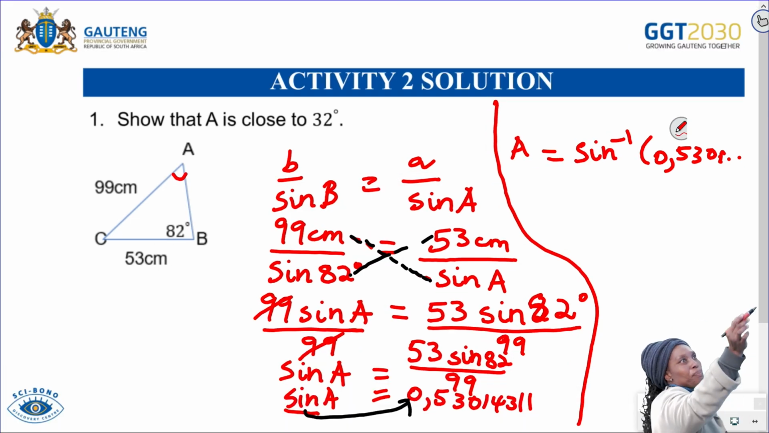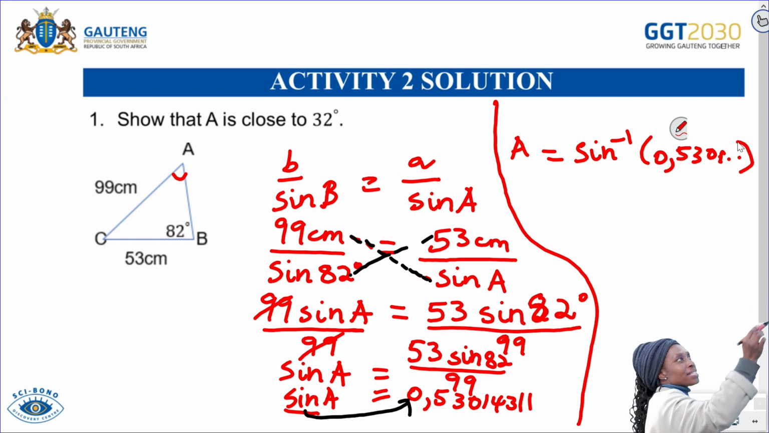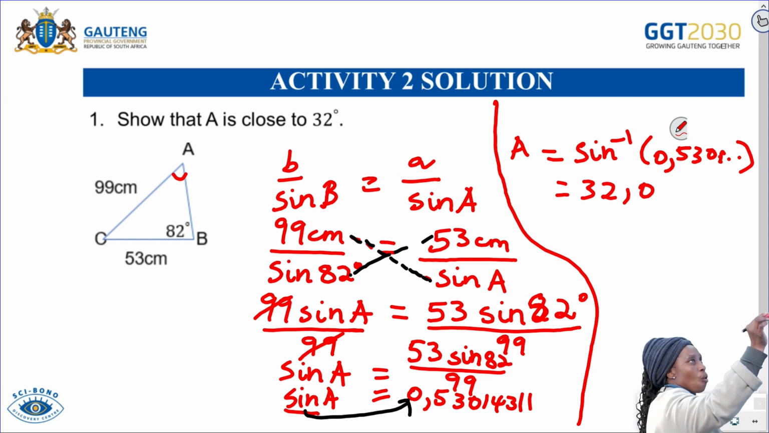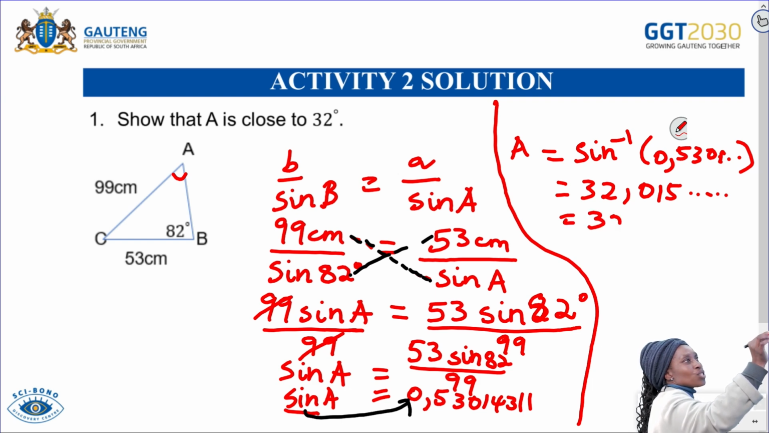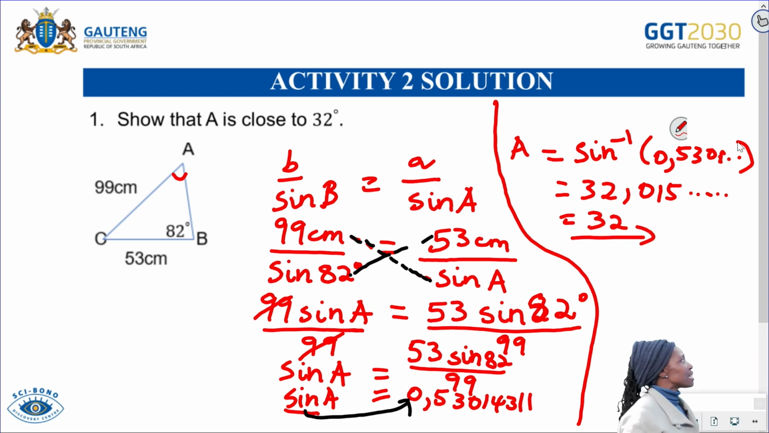So when I press that on my calculator, I get 32.015 and many other numbers, which is equivalent to 32, because the question said I must show that A is close to 32. It is close to 32 degrees, I can see.